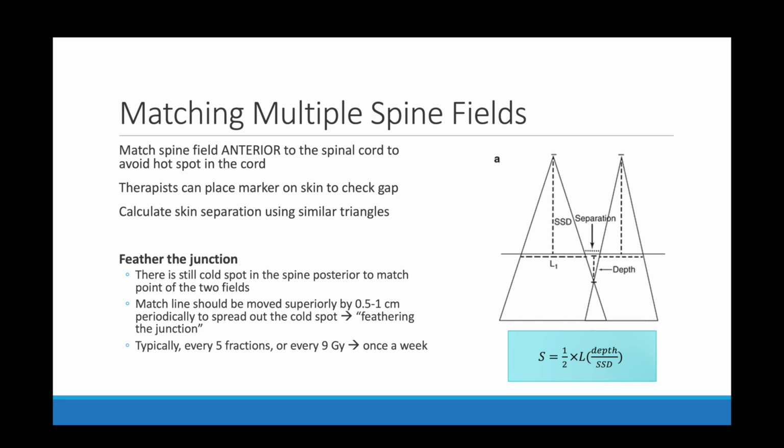So typically every 5 fractions, we're moving the fields on the order of about 5 millimeters. And essentially when we do that, what we're doing is just shifting where that match point is. So we're spreading out the hot and cold spots.